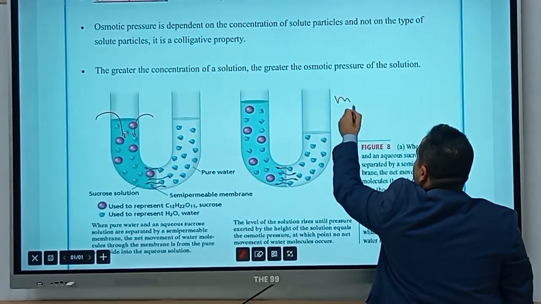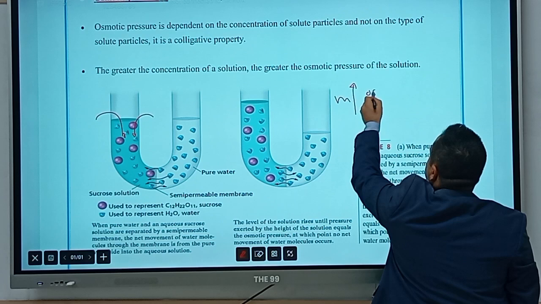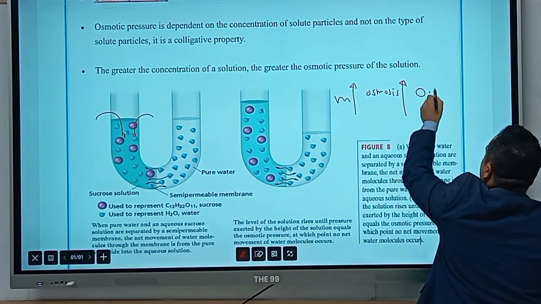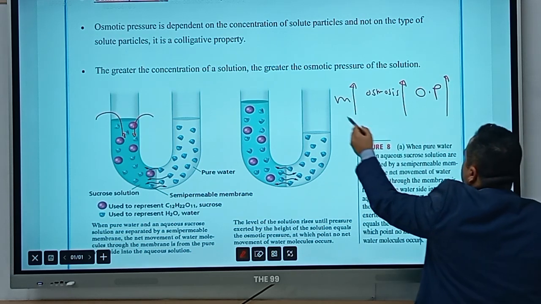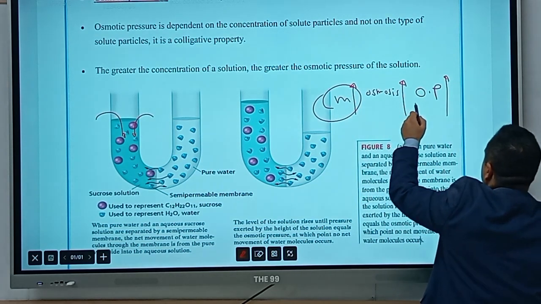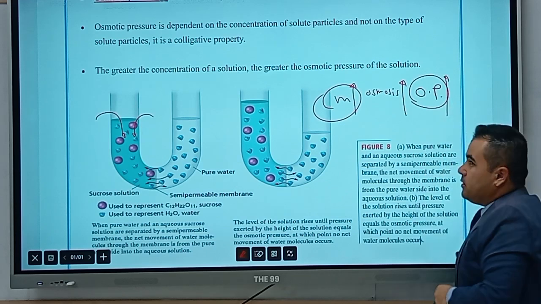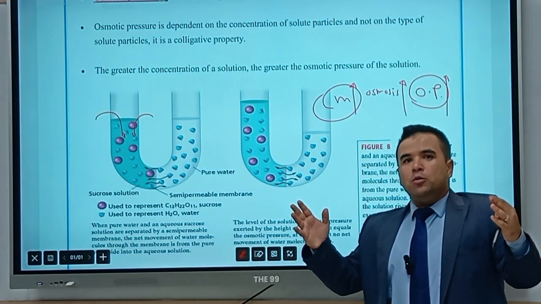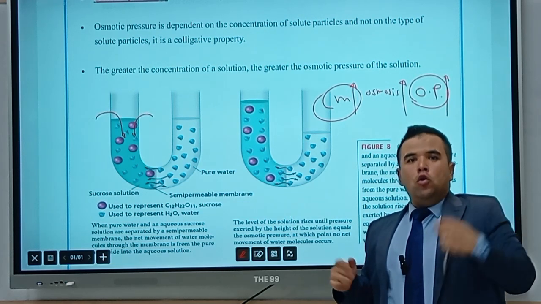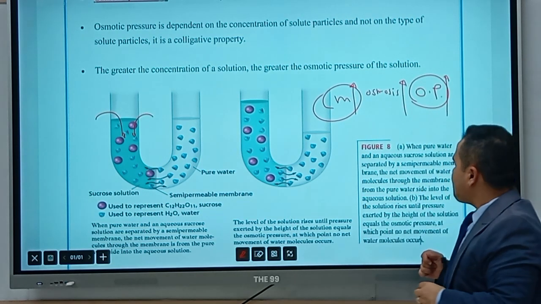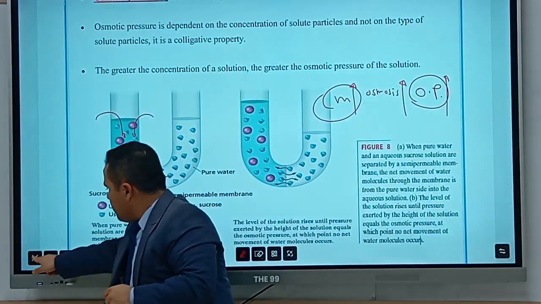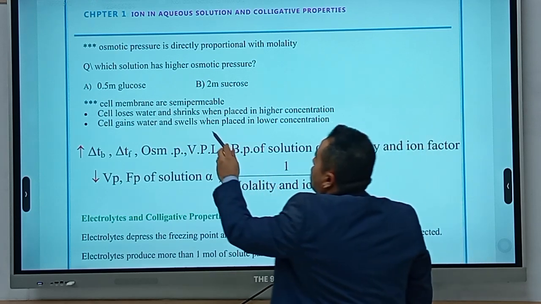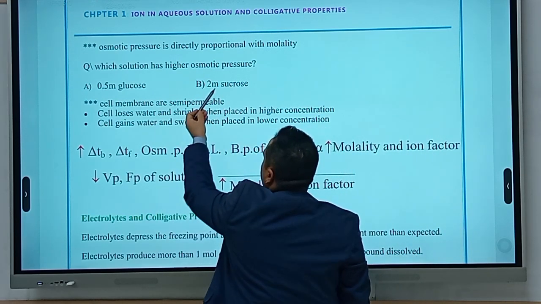So, guys, as molality increases, the osmosis increases. And as osmosis increases, we have to apply a higher osmotic pressure. So what's the relation between molality and osmotic pressure? It is directly proportional. The higher molality results in a higher osmotic pressure, the lower molality, the lower osmotic pressure. Which of the solutions has a higher osmotic pressure? Of course, 2 molar.